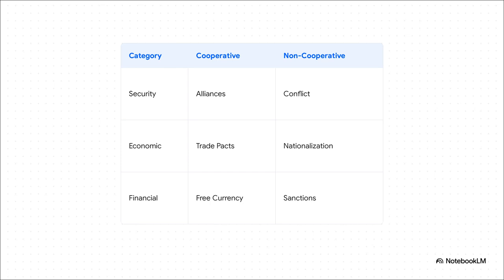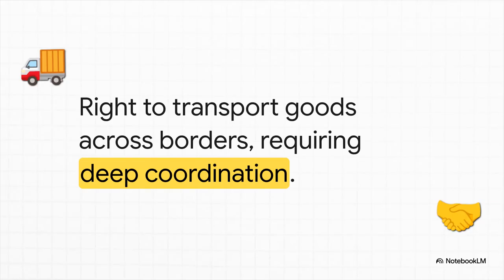For example, looking at national security, a military alliance like NATO is used to cooperatively reduce conflict, right? While armed conflict or espionage does the exact opposite. Economically, you can use multilateral trade agreements to cooperate or non-cooperatively force the nationalization of industries. And financially, allowing free currency exchange builds trust, whereas using sanctions to limit capital access, that is a severe non-cooperative weapon.